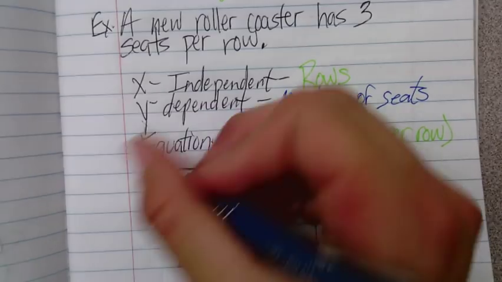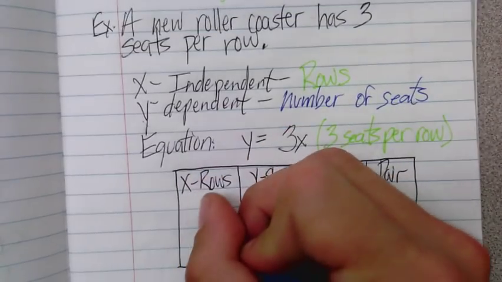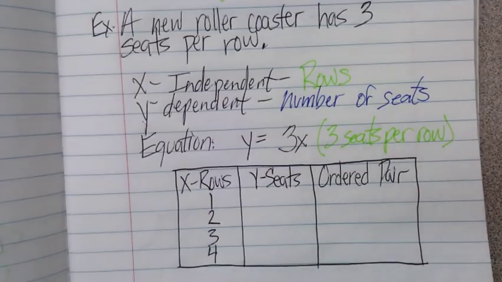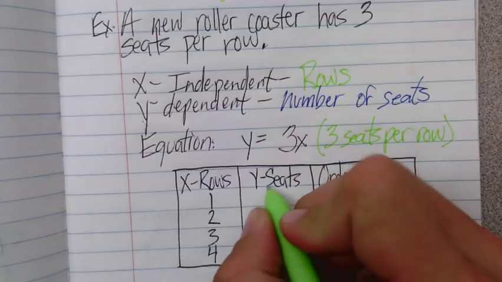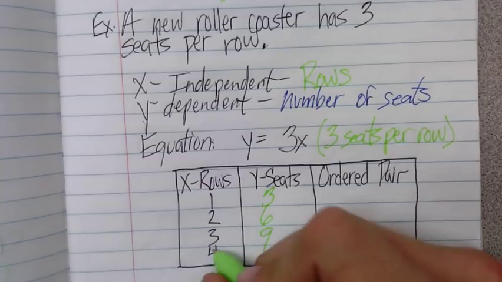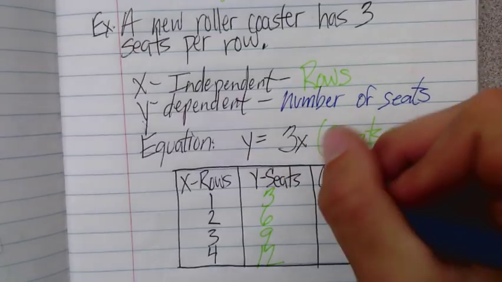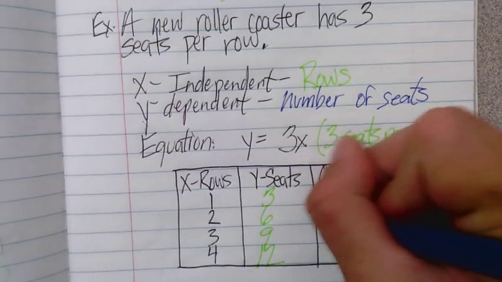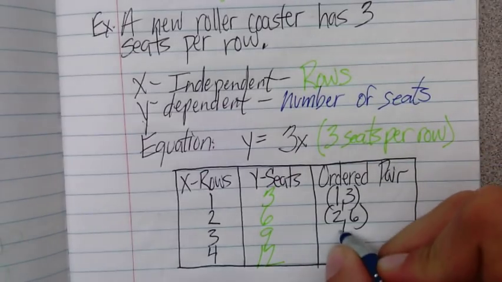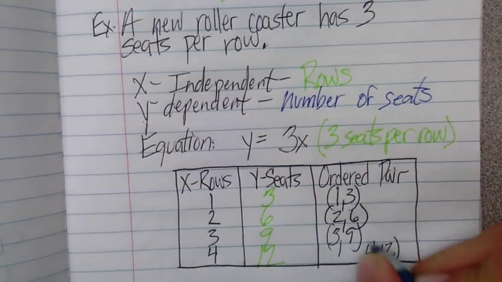So let's say I have 1 row filled, 2 rows filled, 3 rows filled, and 4 rows filled, because I'm multiplying by 3. This would be 3, and then 2 times 3 is 6, 3 times 3 is 9, 4 times 3 is 12. So the ordered pairs are (1, 3), (2, 6), (3, 9), and (4, 12). You see, use the x and the y.